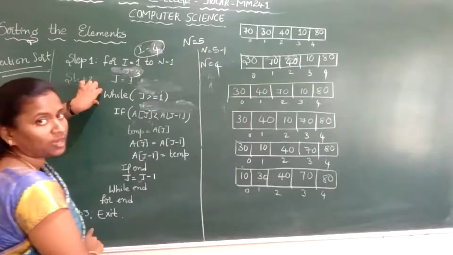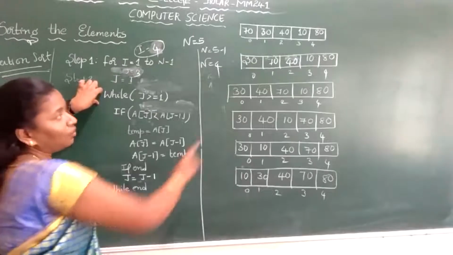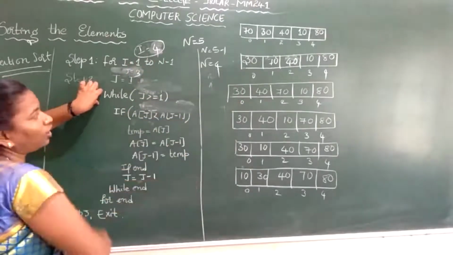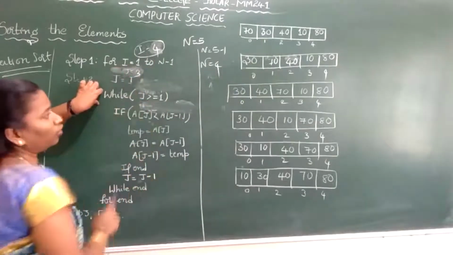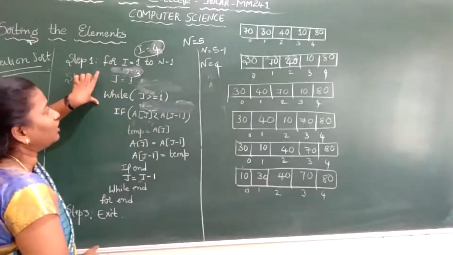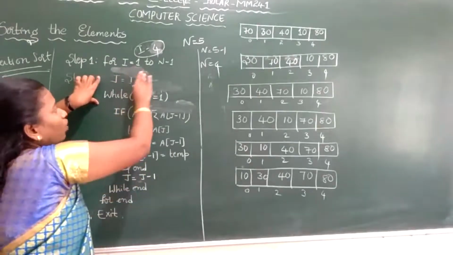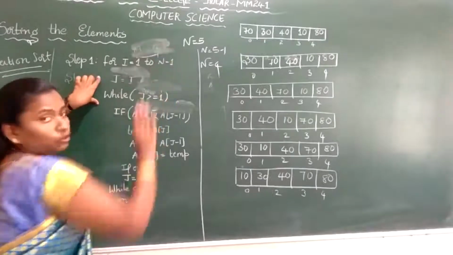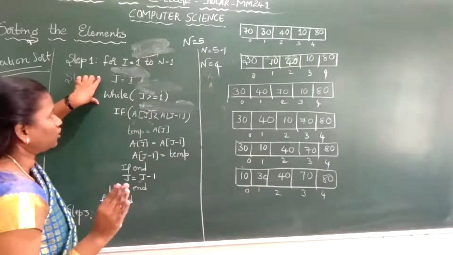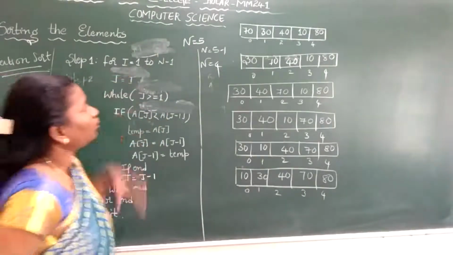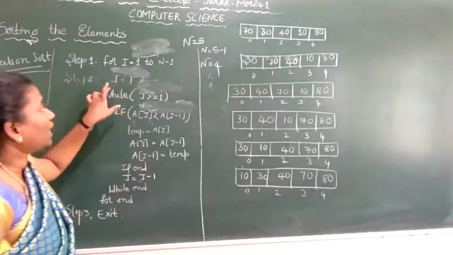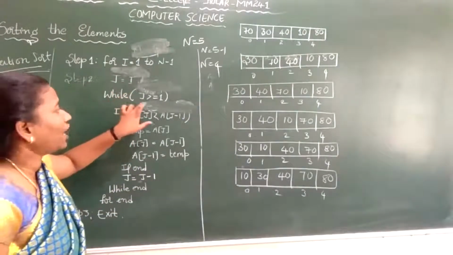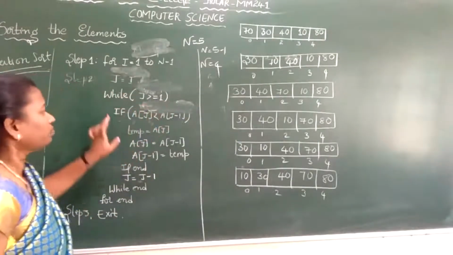Number of elements minus 1 is nothing but 4. Till my fourth location I will keep on tracing and keep on doing the swapping. So now interchangeably we'll be doing the while loop and the for loop. These are the only two loops we use in the insertion sort. So for I is equal to 1 to n minus 1, j is equal to I, while j is greater than or equal to 1.